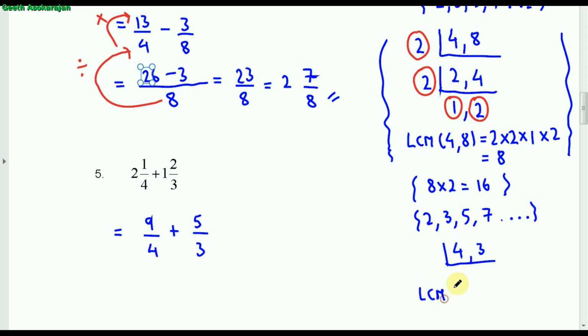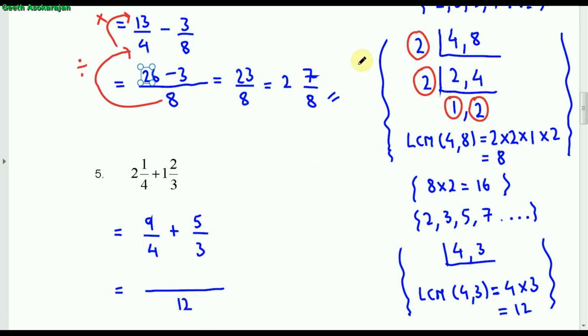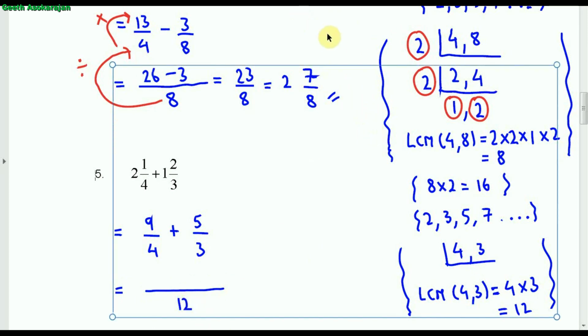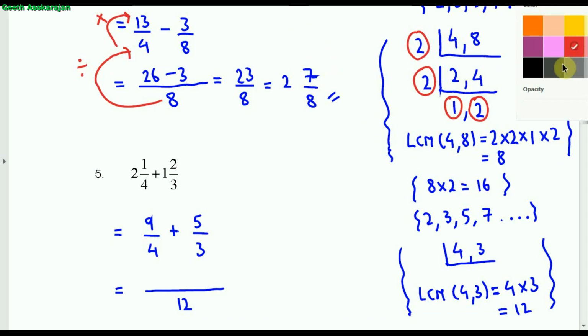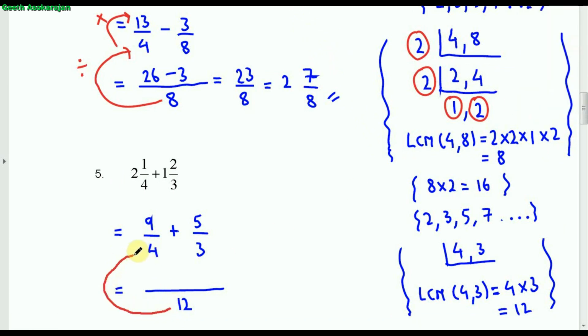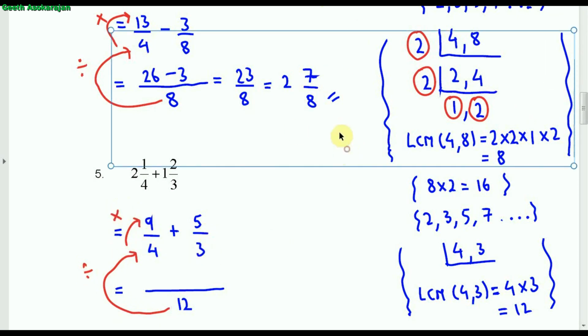And we say that the LCM of 4 and 3 will be... So now we multiply these numbers. 4 times 3, that is 12. So 12 is the denominator of the resulting fraction. And remember the step that follows. The next step is to divide that 12 by the denominator and multiply the answer by the numerator. So let's go over that step.